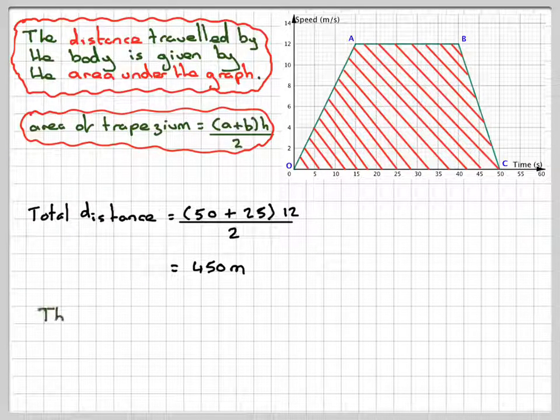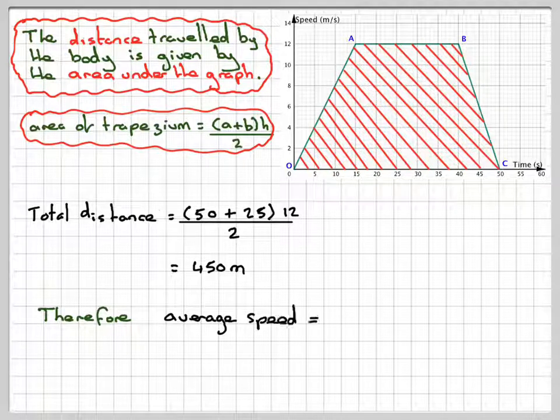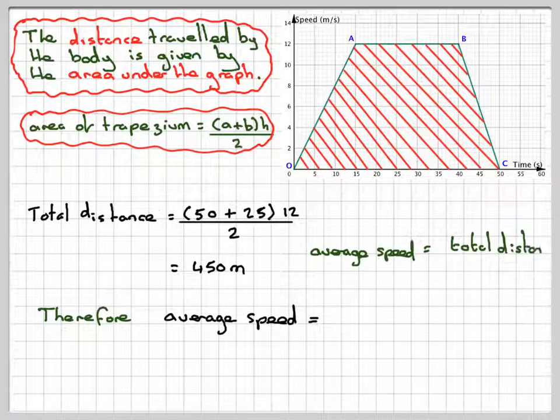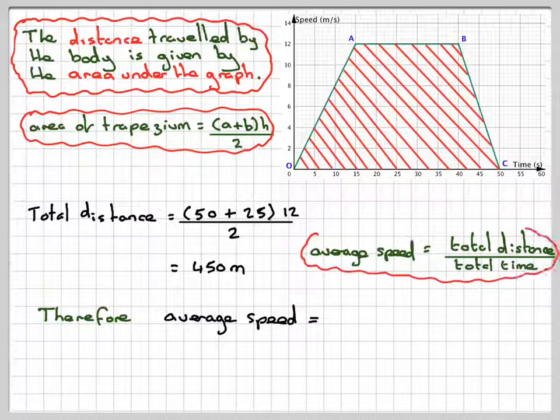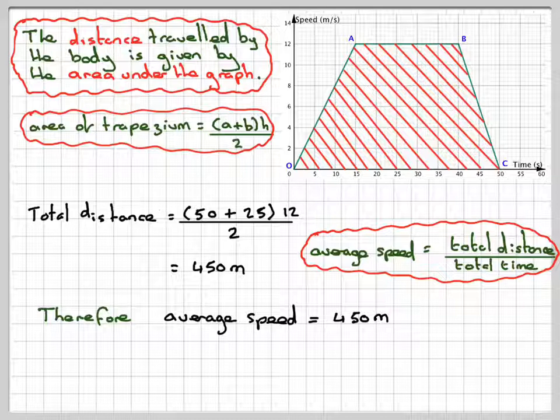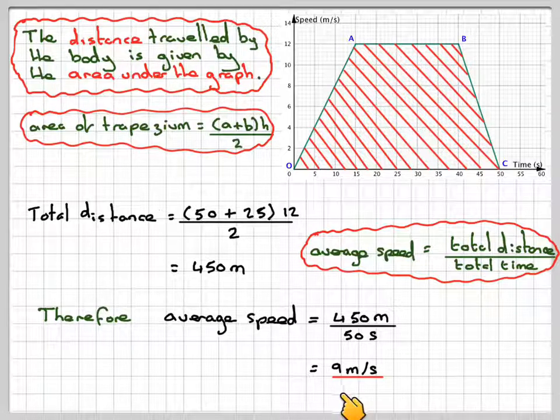Then having calculated that, we can now calculate the average speed, because the average speed is going to be the total distance divided by the total time. So the total distance travelled was 450 and the total time was 50 seconds. And therefore we have an answer of 9 meters per second as the average speed of the body.